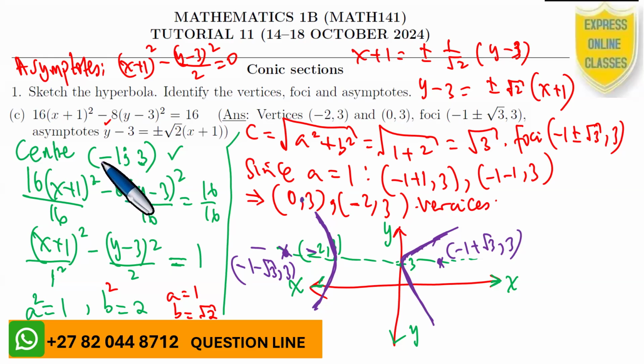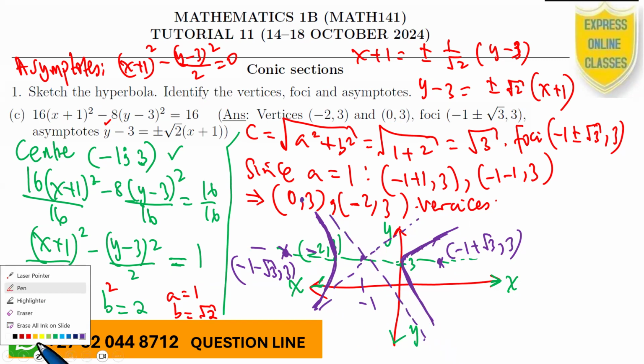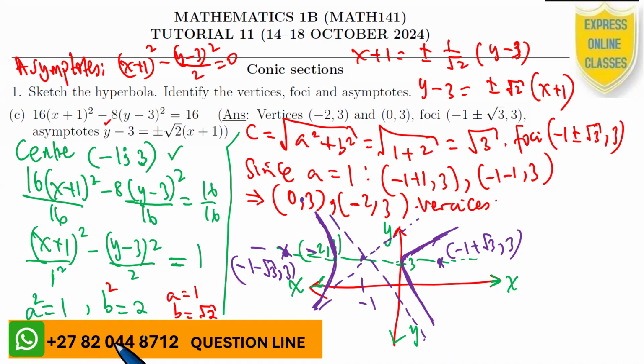Well, these asymptotes would pass through the, what are the coordinates of the center? They pass through the center. So through x equals minus 1 and y equals 3. So one of them is going to be like this, but we make them dashed, and the other one is going to be this way.